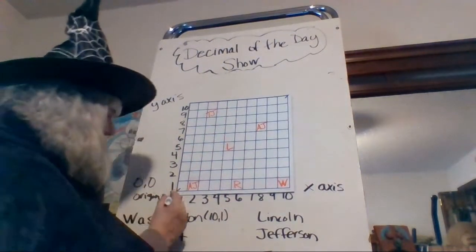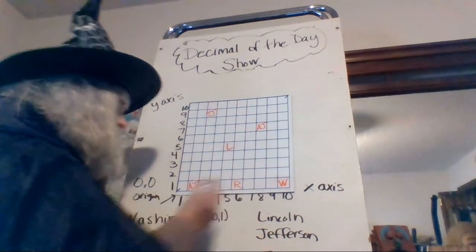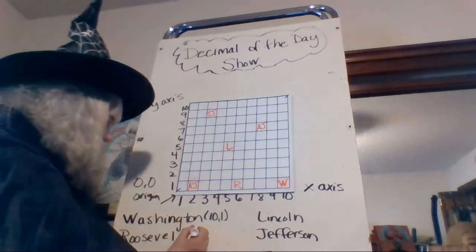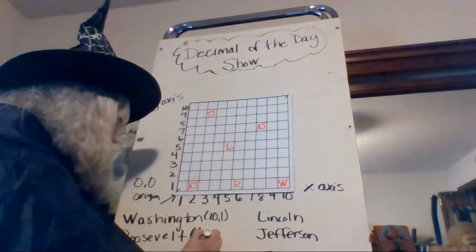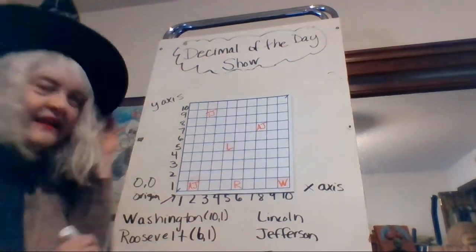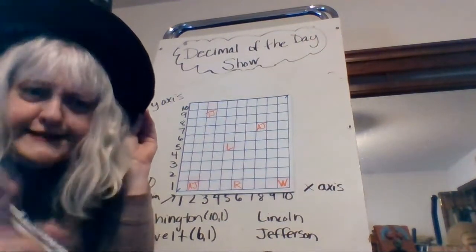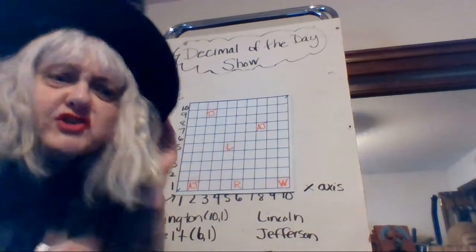So, I go over 6. And I also only go up 1. So, Roosevelt children are at 6, 1. Oh, joy. I'll be able to go over and teach them. Yes, that's what I'm going to do. I'm going to teach them.